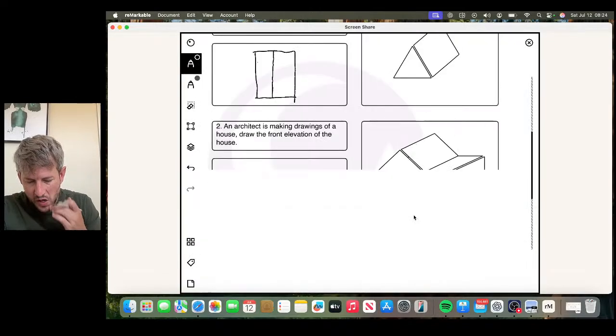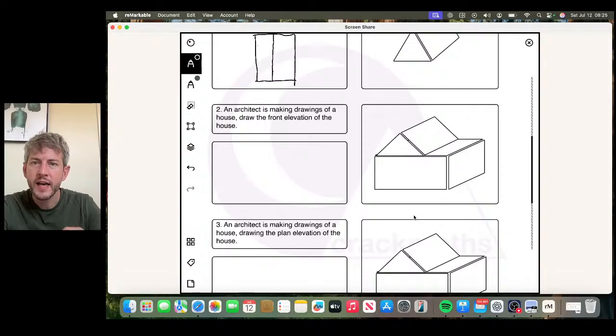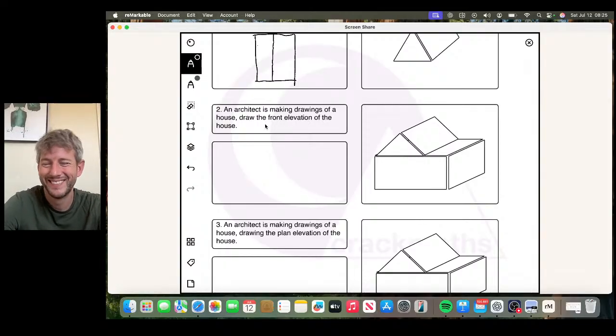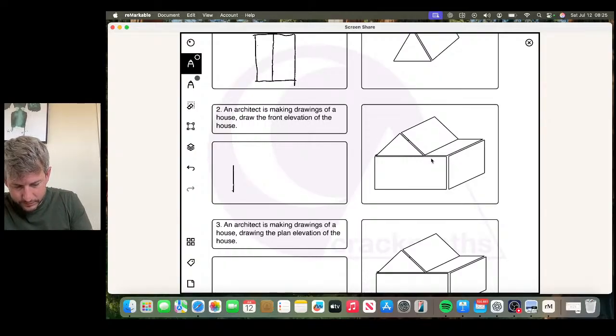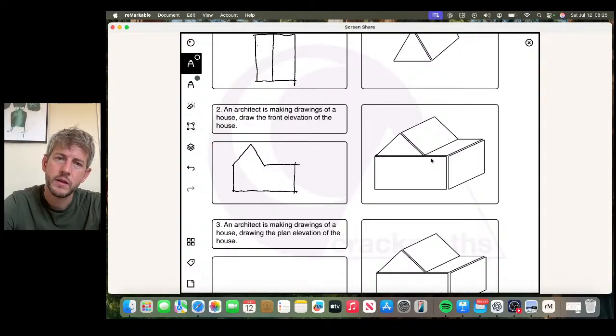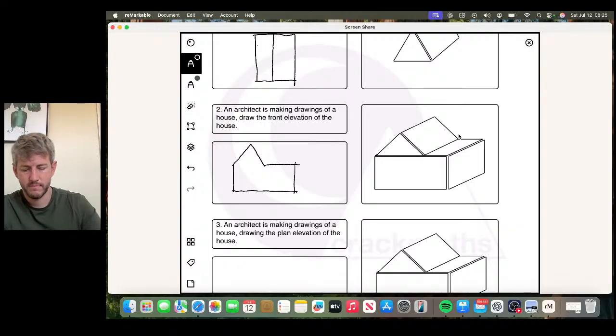Okay. Right. An architect is making drawings of a house. Draw the front elevation of the house. So here's the house. So the front elevation is going to be a rectangle with this triangle on top. Okay. We don't see this dividing line. Okay. So we just see creases. Right.